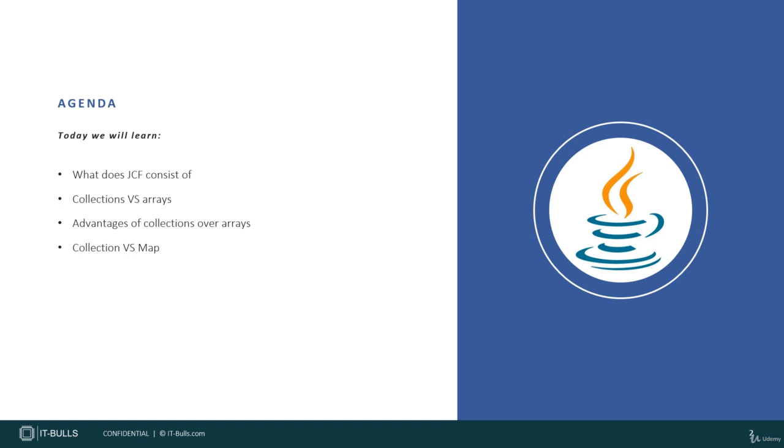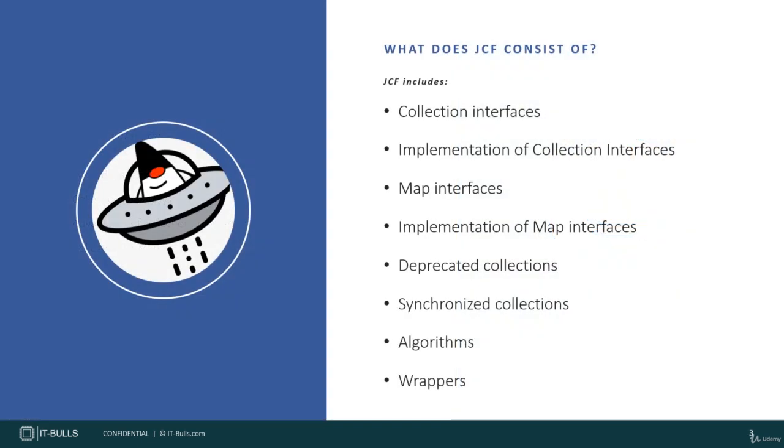So, let's start. To start with, let's answer the question: what does JCF, I will shorten Java Collections Framework if you don't mind, consist of? JCF is a unified name for the group of types and algorithms that are developed to store elements in them and perform manipulations on the group of objects. JCF includes the following things. Collection interfaces. These are abstract data types that describe the type that may group multiple elements in a single unit.